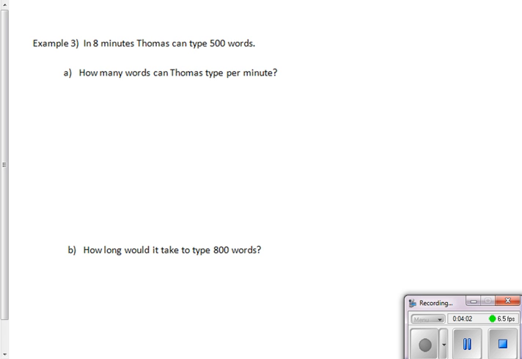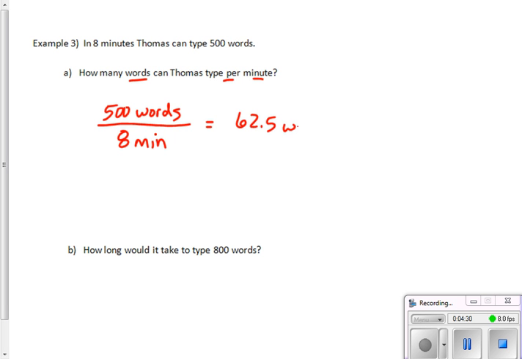Example 3, in 8 minutes, Thomas can type 500 words. And how many words can Thomas type per minute? We want to go per minute here. So in order to get that, that would be words per minute. So he has 500 words in 8 minutes. Now if we went to per minute, figure out that unit rate, we would divide and we would get 62.5 words per minute.